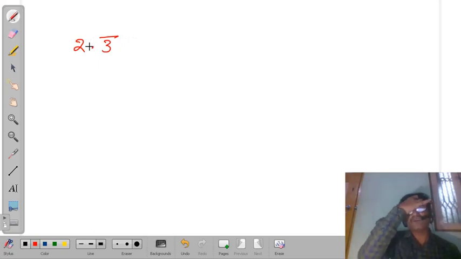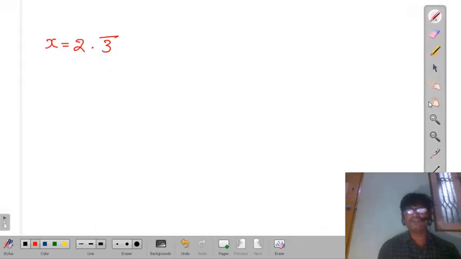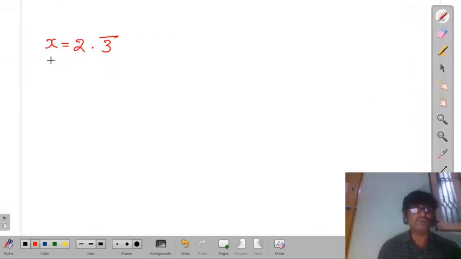First, the basic method. Then after that, just in a single step, how to write this in fraction form. That is a shortcut method. I will explain the shortcut method also. First, let us take this one as x equal to 2.3 bar.